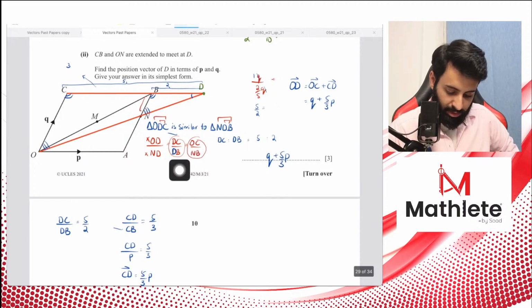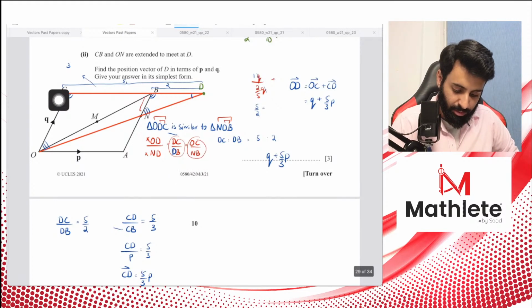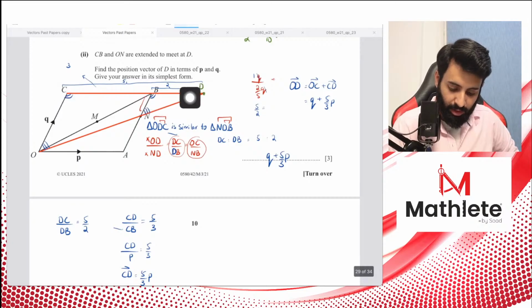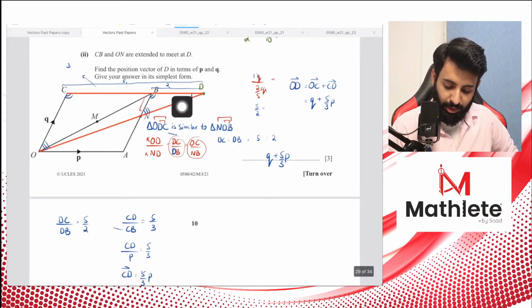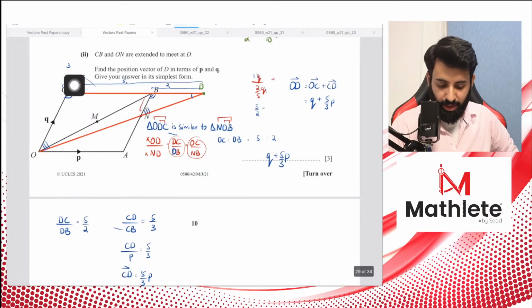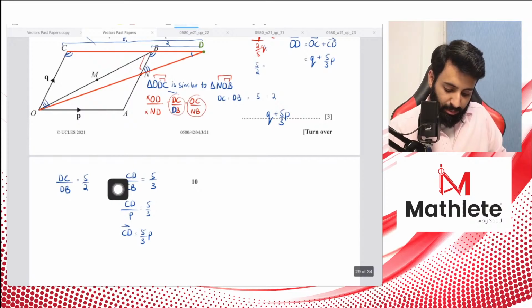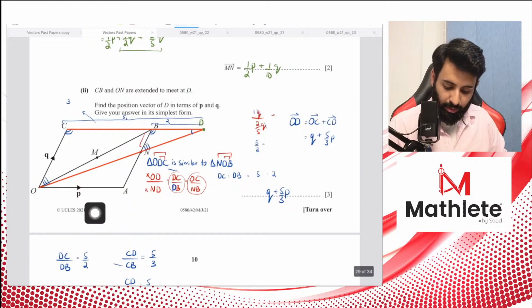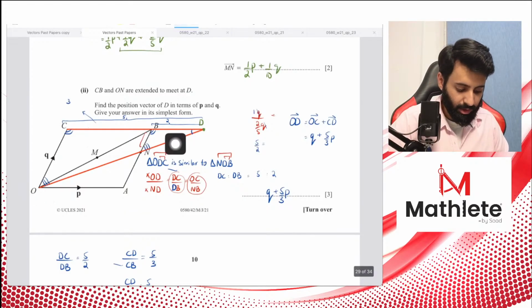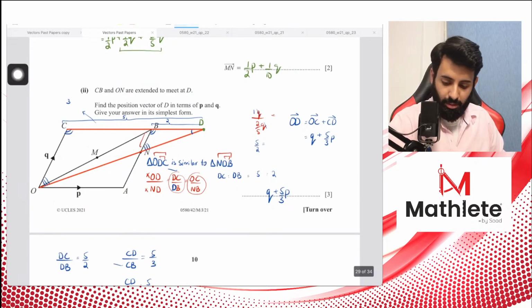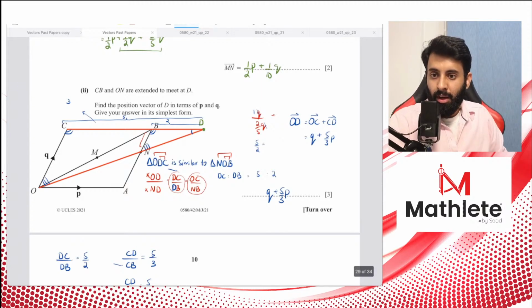Once you know that, the ratio between CD and BD is going to be 5:2, which means that CB is going to be 3 parts, 5 minus 2. That means CD and CB are in the ratio of 5:3, and the reason we're doing that is because we know what CB is. CB is equal to P, so CD is equal to 5/3P. And once you have CD, you can find OD by simply doing OC plus CD. So there you go, Q plus 5/3P. And I think we're going to stop here.